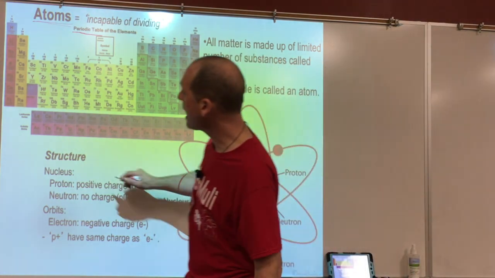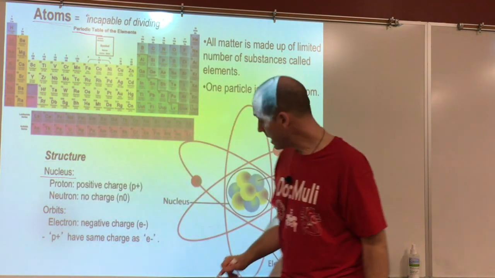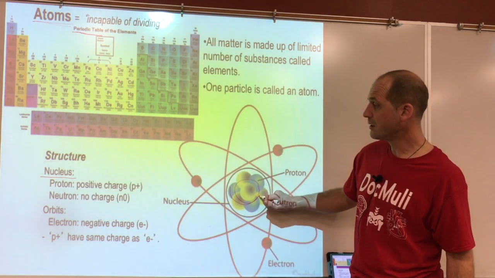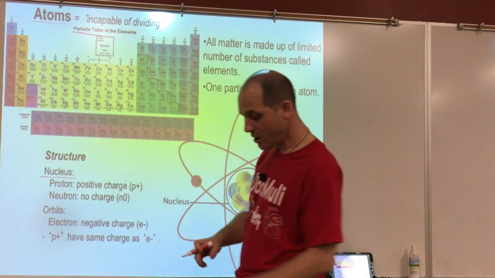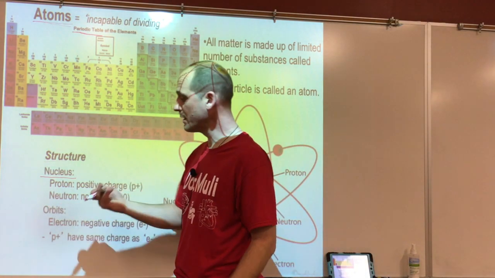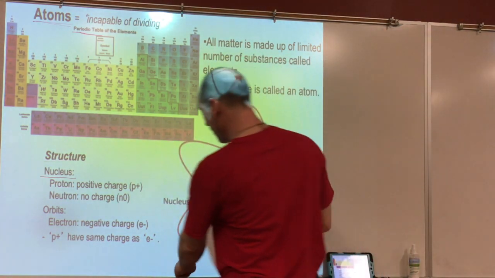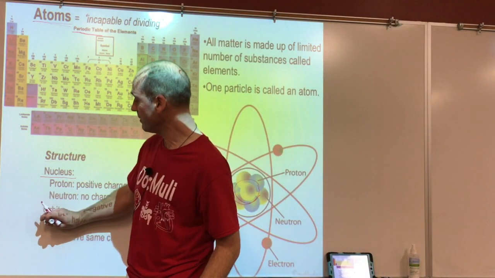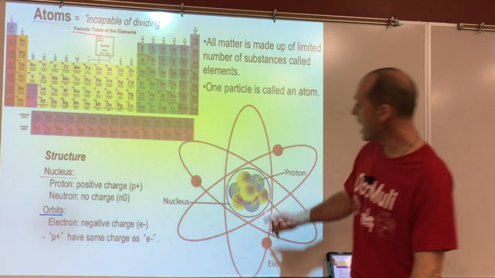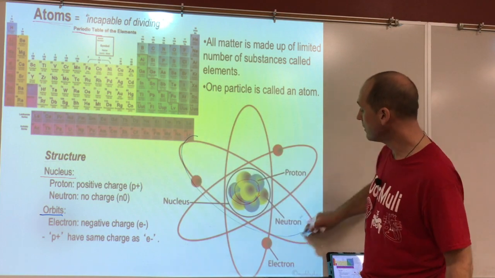And so each atom contains a centerpiece, and that's a nucleus, and it contains orbits. Orbits, like in the sun and the planets, float around the center.